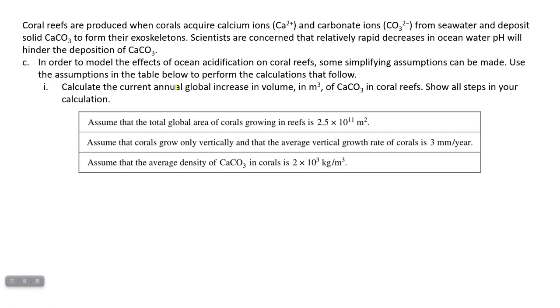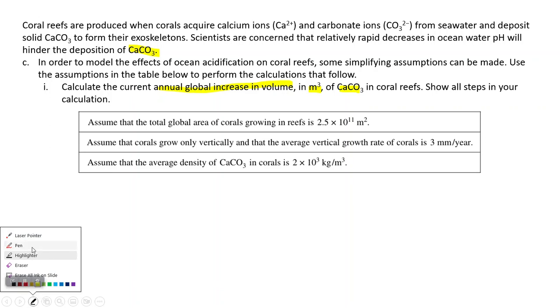So we're looking at coral, and we're looking at the fact that they have to include calcium carbonate into their shells. It's going to talk about pH in the rest of the question. What we're mostly focusing on is these numbers we're given. So they give us some simplified assumptions in this table for us to use. And we're going to calculate the annual global increase in volume in meters cubed of calcium carbonate in coral reefs. And we have to show our work. All right.